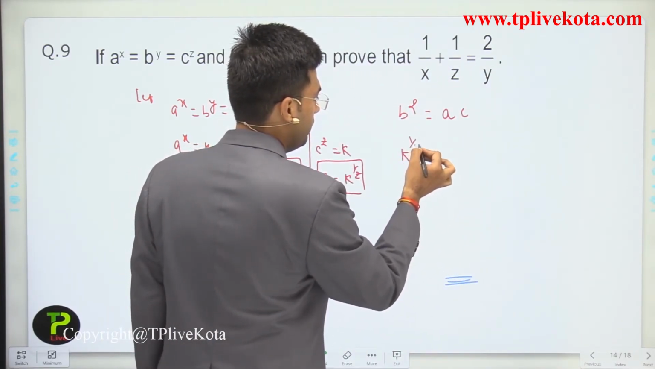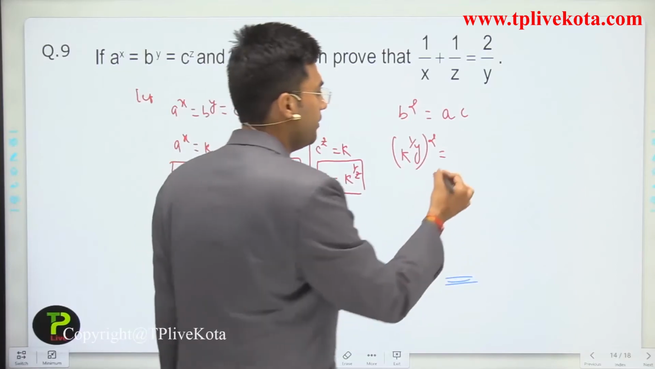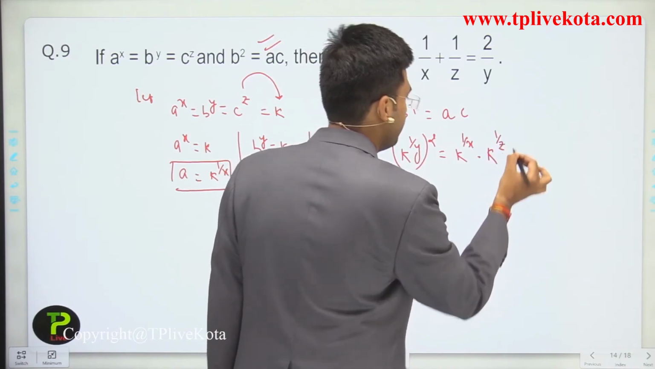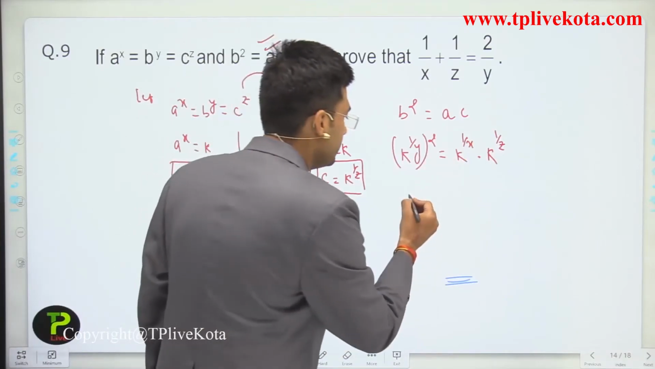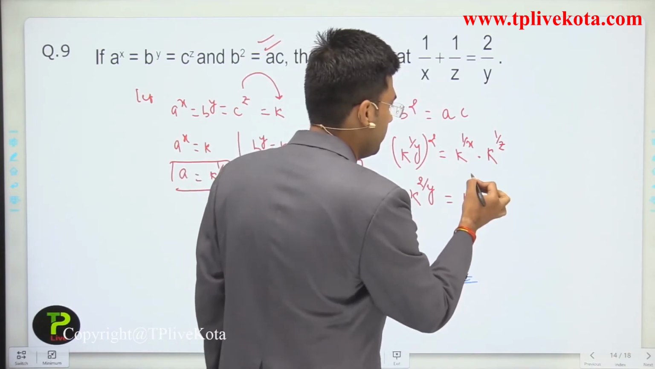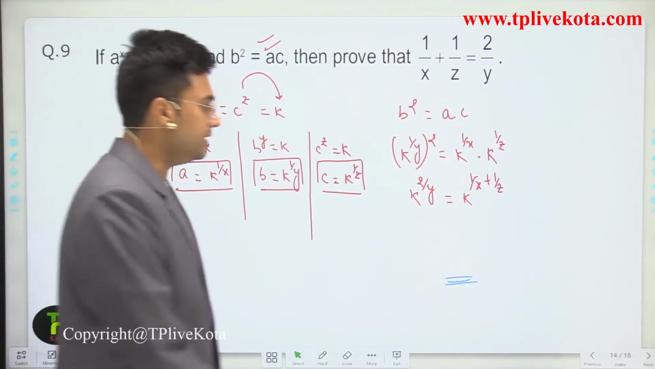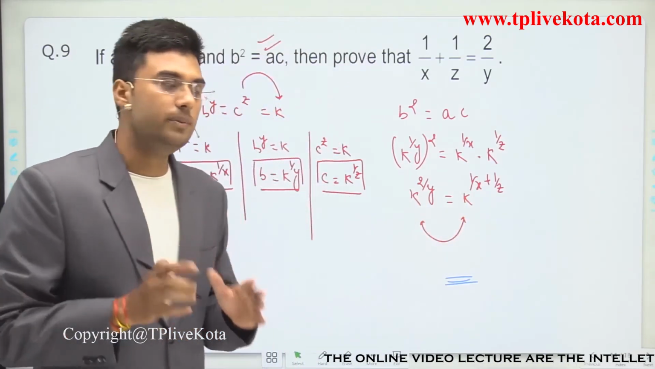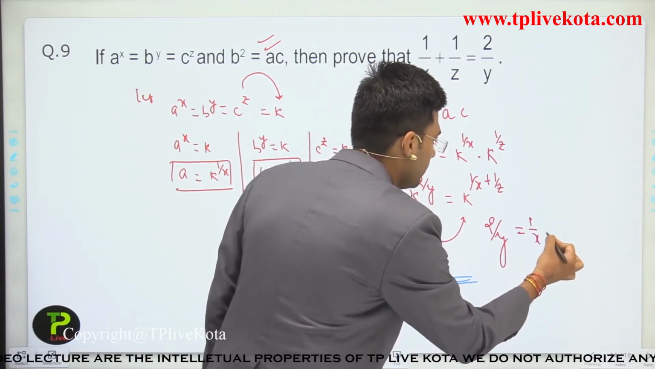k power 1 upon y whole square is equal to, and the value of a is equal to k power 1 upon x multiplied by k power 1 upon z. Now dear students, if the base is same, then powers are added. Let's solve this. It is equal to k power 2 by y is equal to k power 1 upon x plus 1 upon z. Now dear students, when we observe this equation, on both sides the base is same, so the power should be same.